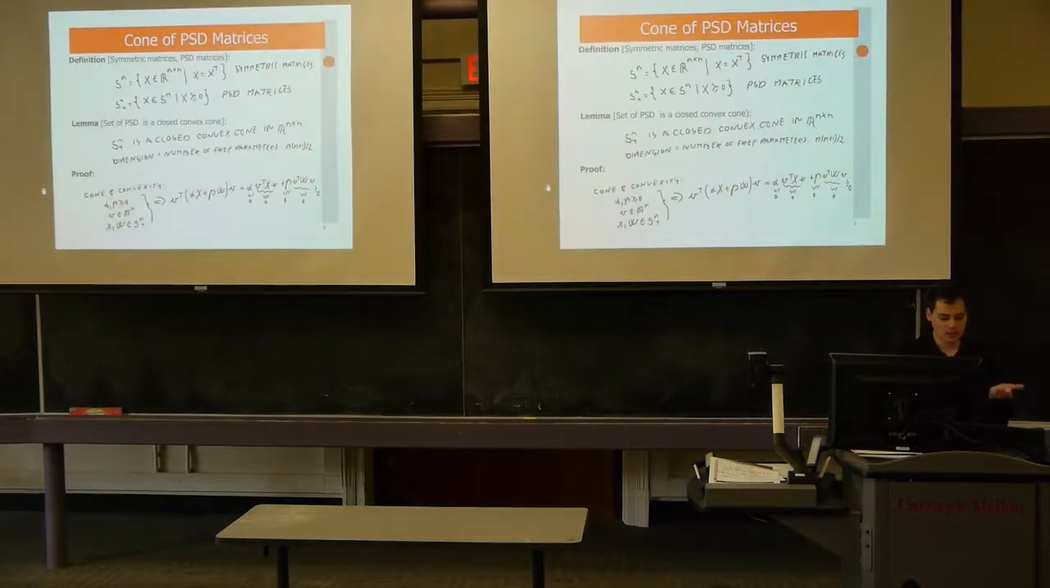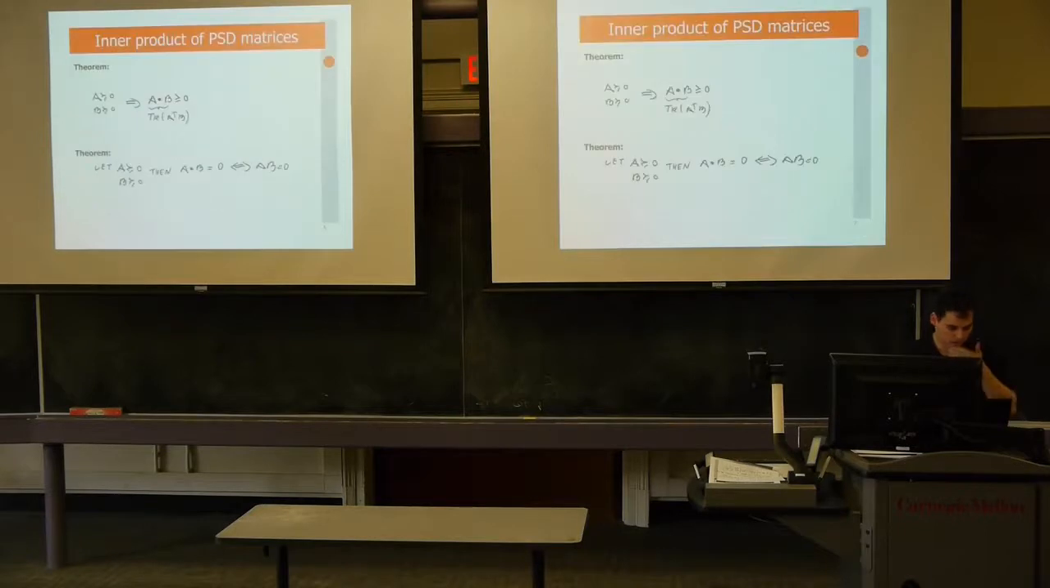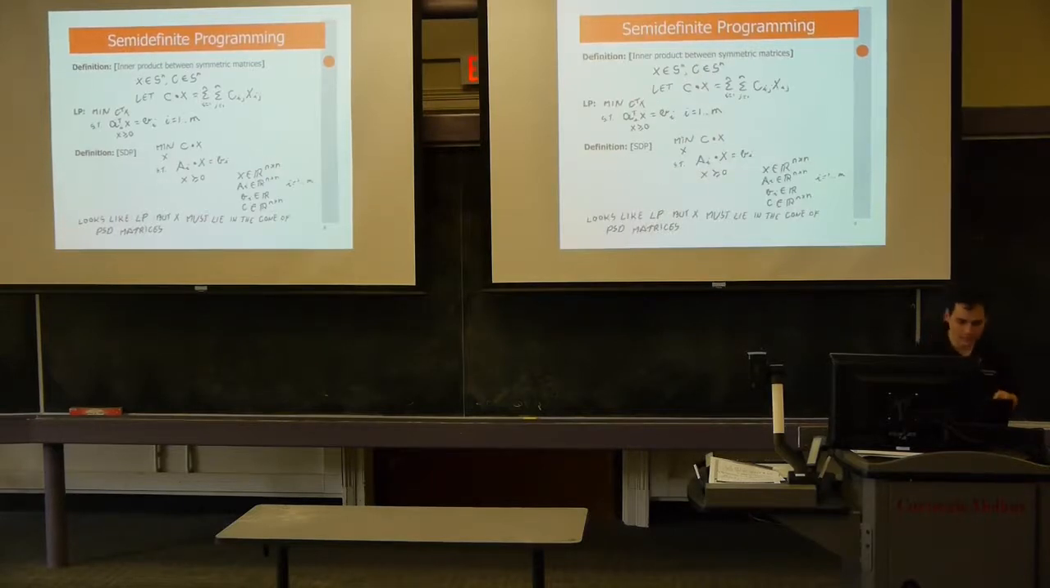Okay, so last time we defined inner product between matrices. We proved some basic properties about positive semi-definite matrices. And then we defined the semi-definite programming this way. That we have a matrix C. We want to minimize this inner product between C and X, subject to these constraints, where X is PSD. And we discussed that this is a generalization of LP.